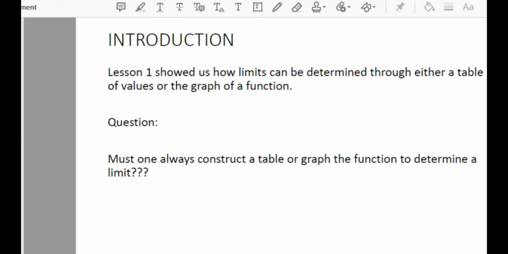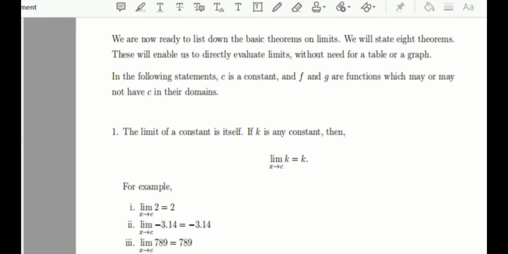Now, we may use the limit theorems so that we do not always have to construct a table or graph the function. We have 8 theorems in general. This will enable us to directly evaluate limits without need for a table or a graph. In the following statements, c is a constant, and f and g are functions which may or may not have c in their domain.